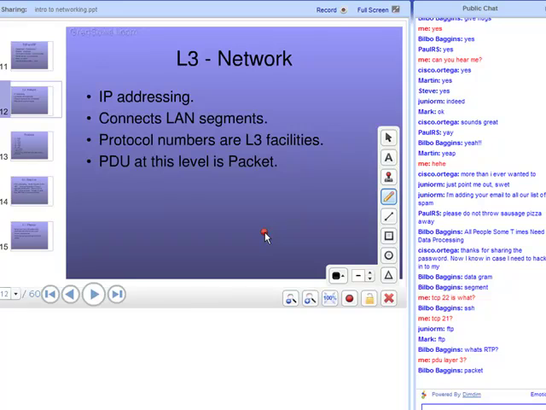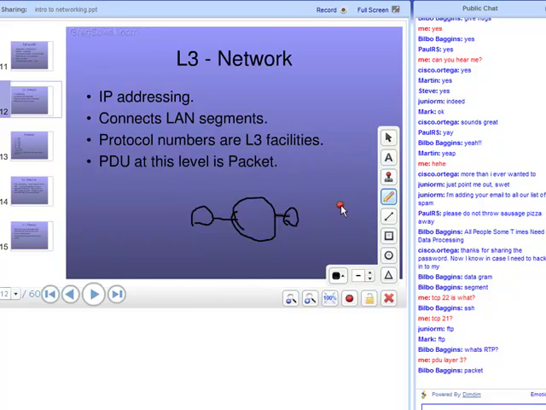Layer 3 is where our networking lives. Or rather, it's our network layer. It's where our IP addressing lives. So whenever you put that IP address on your equipment, you're doing it at layer 3. It connects LAN segments, as in you've got a subnet here, and you've got a subnet here, and we put our nice router in between, and that's how we get those guys to communicate with each other. Two separate subnets have to have a L3 device in between to communicate with each other. You have to have some kind of routing device in between.